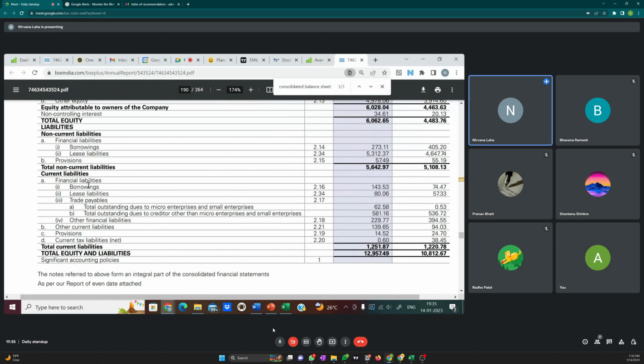Right? And in the current liabilities, there will be two components. One is whatever installment of the long-term loan you're paying, plus there will be short-term borrowings, which are called working capital borrowings, which are basically used to fund that gap which will be there if you have a positive working capital cycle.